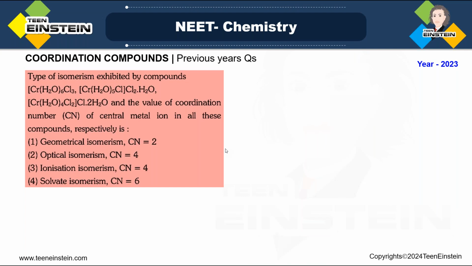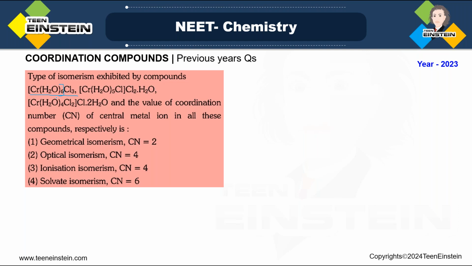Hello everyone. So in this video, we'll discuss previous year's questions of NEET, and that is based on the chapter coordination compounds. The first question we have is the type of isomerism exhibited by compounds. So here the compounds are basically mentioned. Here you can see chromium [Cr(H2O)6]Cl3, that is the first complex.